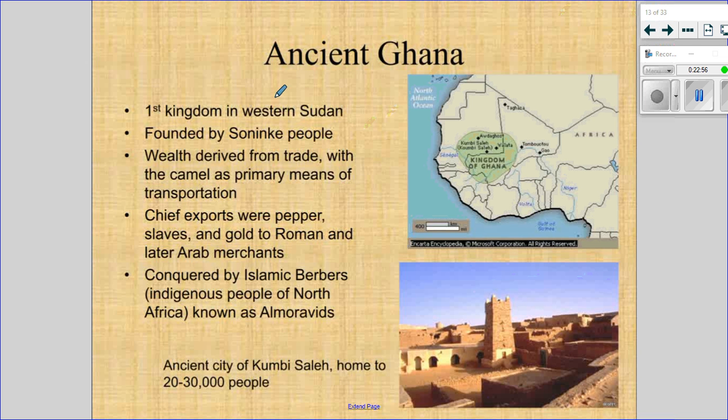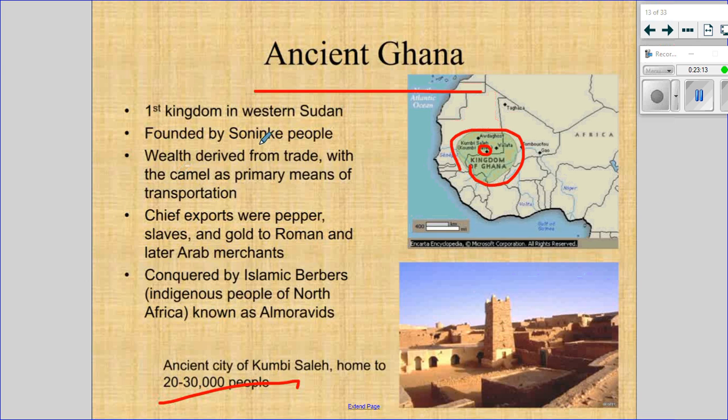All right. So the first kingdom we're looking at is ancient Ghana, which would have been here in West Africa, the Kingdom of Ghana, and with the cosmopolitan city of Kumbi-Salah, home to 20 to 30,000 people, which rivaled any city of its day. Founded by the Soninke people, they derived their wealth from trade, and the camel is extremely important.